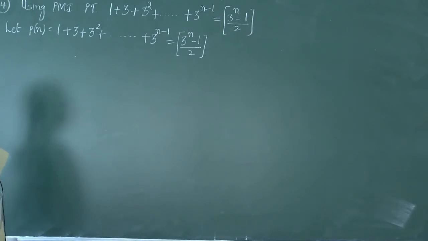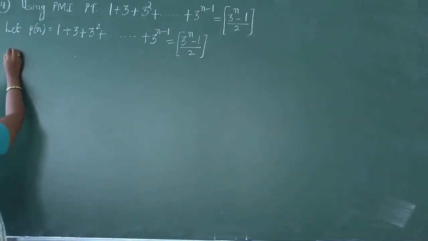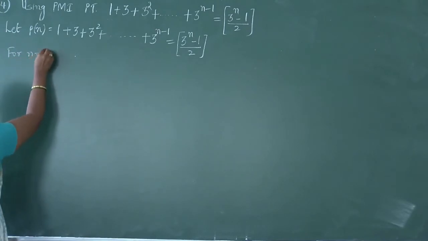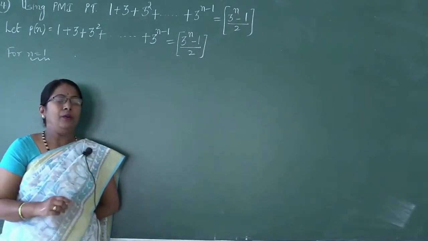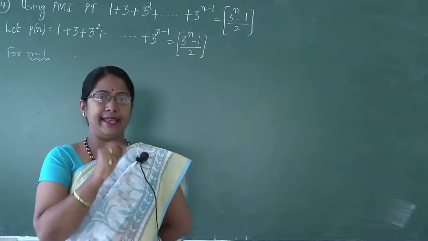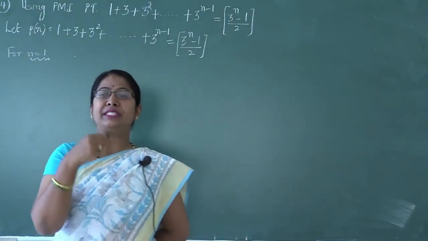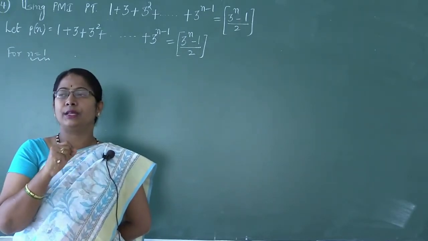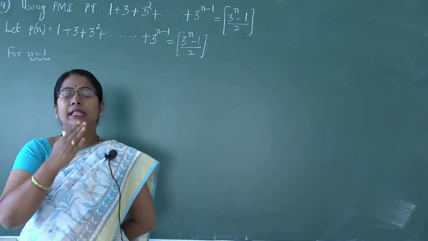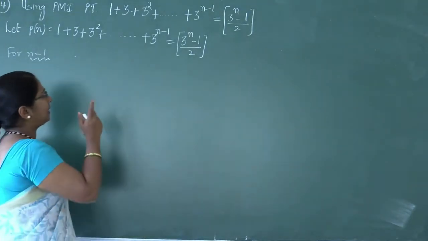Second step, assume the given statement is true for n equal to 1. What does n equal to 1 mean? Wherever there is n in the LHS and in the RHS, we are supposed to substitute the value n equal to 1 and check the answer. In case LHS is equal to RHS, we can say that the given statement is true for n equal to 1.